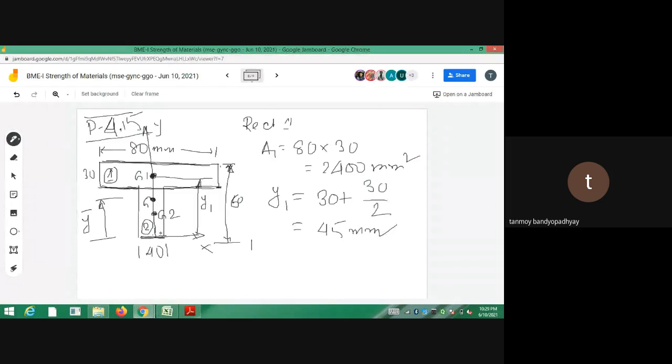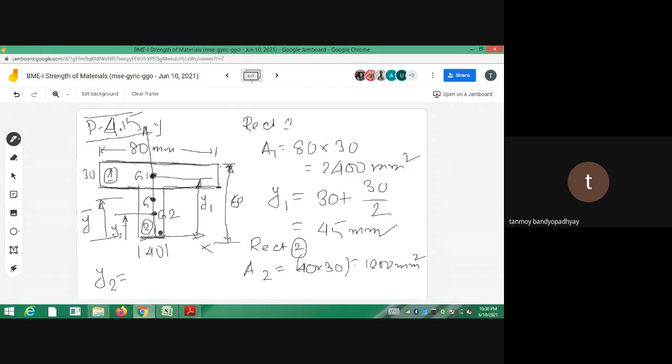And for rectangle 2, the bottom rectangle, what should be A2? So A2 will be equal to, this is 40, this is 30. So this is 40 cross 30, that is equal to 1200 millimeter square. And what will be Y2? So Y2 is this one.